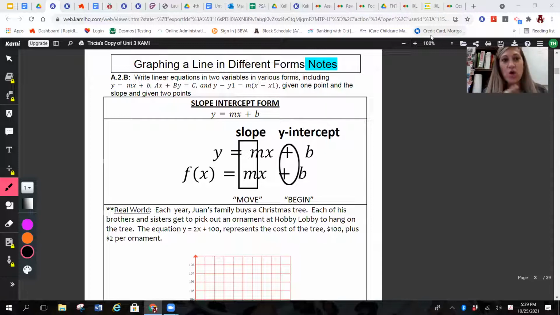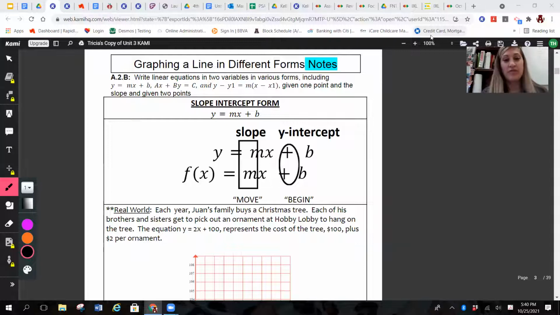And here they are. We have my most favorite, y equals mx plus b. We have standard form, ax plus by equals c, also very helpful. And thirdly, we have y minus y1 equals m times x minus x1. I like that one as well, given 1 point and the slope, and if you're given 2 points. So we're going to do a lot today in these notes.